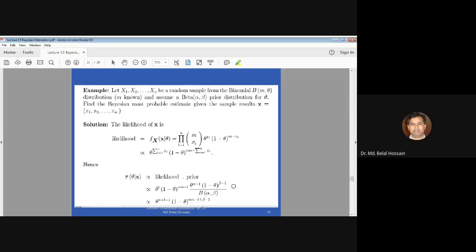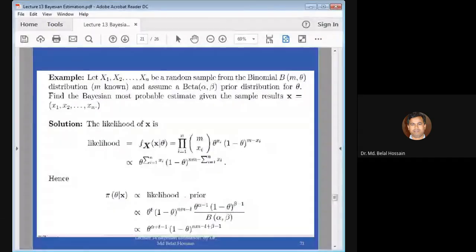So we are looking for that best probable estimate. For example, let x1, x2, xn be a random sample from the binomial distribution with m and theta parameter, okay? Can you remember we learned it as binomial n, p, okay? But here they call it m, theta.